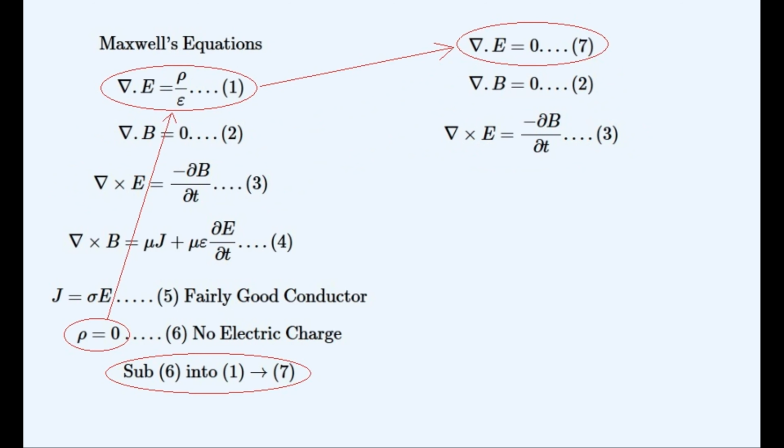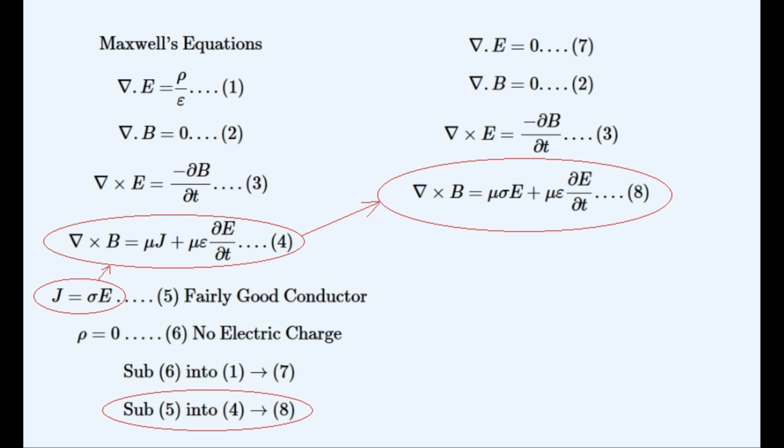And when we substitute 6 into 1, we'll get this equation 7, that says that there is 0 electric charge nearby. And substituting 5 into 4 gives us this equation number 8, which looks complicated. So this is the equation that we'll be working on.